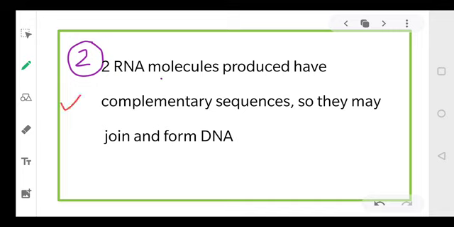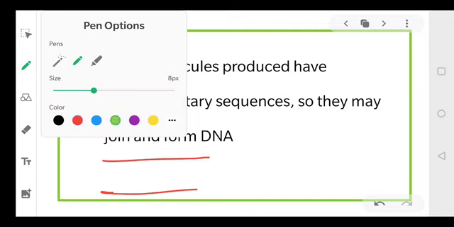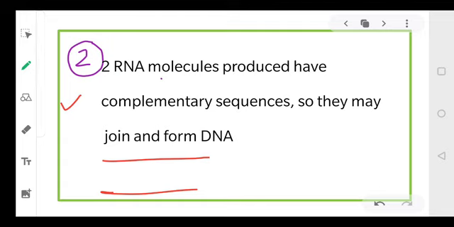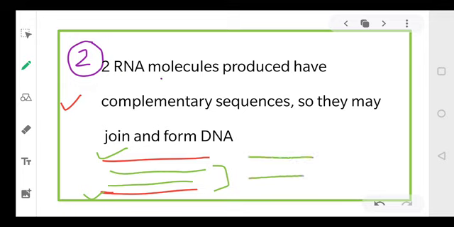Second is, now suppose this is your DNA. If both strands separate, then two RNAs will be produced. One will have this and the second will have this kind of. And these two RNAs will have complementary sequences, because the parental strands also have complementary sequences, isn't it? So there are chances that these two RNAs, when they are removed, may get entangled with each other. They may join with each other and form DNA rather than RNA. And what we require here is the RNA, so that the proteins can be made.